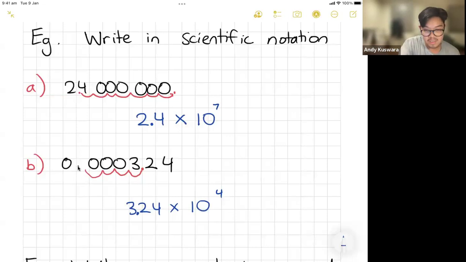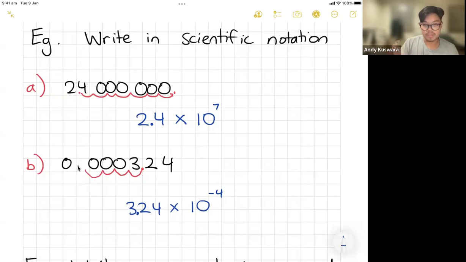So take a wild guess. Is it going to be positive 4? Probably not. It should be negative 4. In case you want an easy way to remember it, positive powers of 10 move your decimal place to the right. Negative powers of 10 move your decimal place to the left. Cool. Now, that's writing in scientific notation.